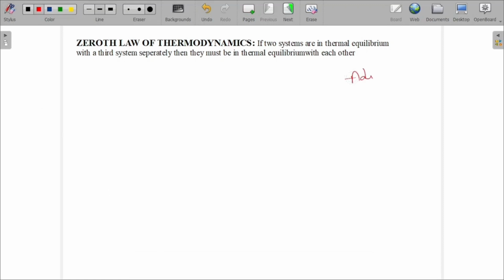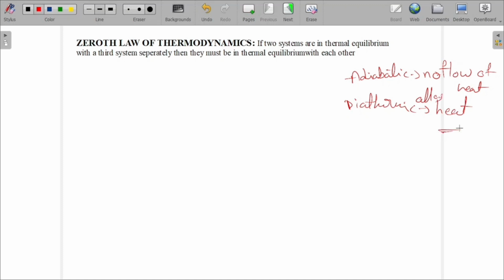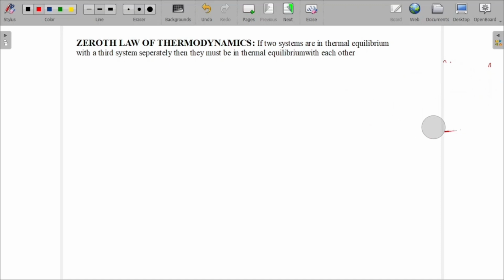What is meant by an adiabatic wall? Adiabatic means where there is no flow of energy or no flow of heat. But in the case of a diathermic wall, it allows heat. That is the difference between an adiabatic wall and a diathermic wall, right? Fine. So now we'll see it.